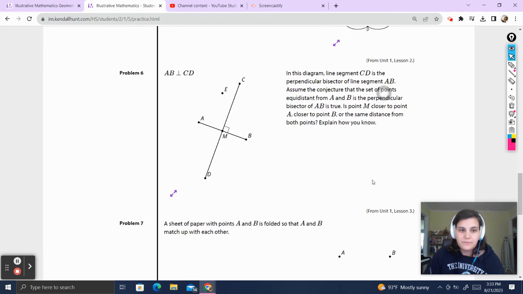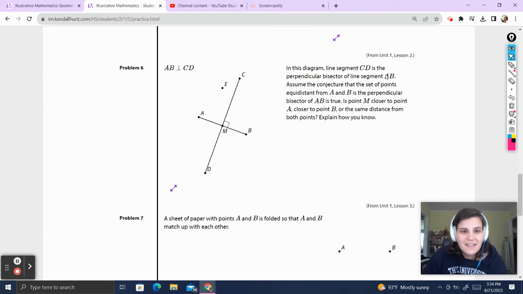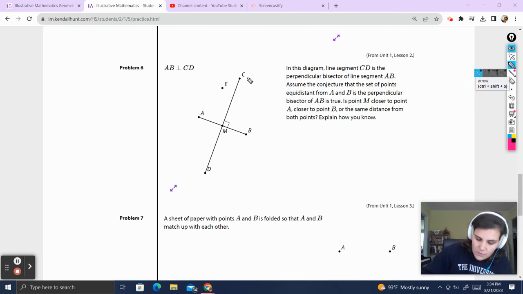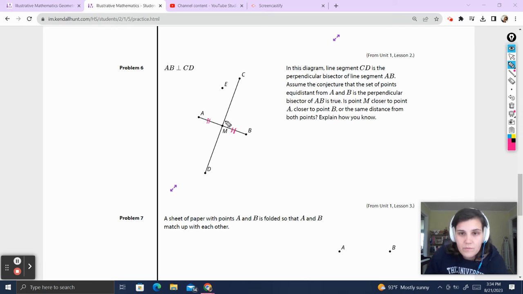We're done. Problem 6. AB is perpendicular to CD. Okay. In this diagram, line segment CD is the perpendicular bisector of AB. So this dude bisects this dude into 2 equal sections at a perpendicular or at a right angle. Assume the conjecture that the set of points equidistant from A and B is the perpendicular bisector AB is true. Is point M closer to point A, closer to point P, or the same distance from both points?